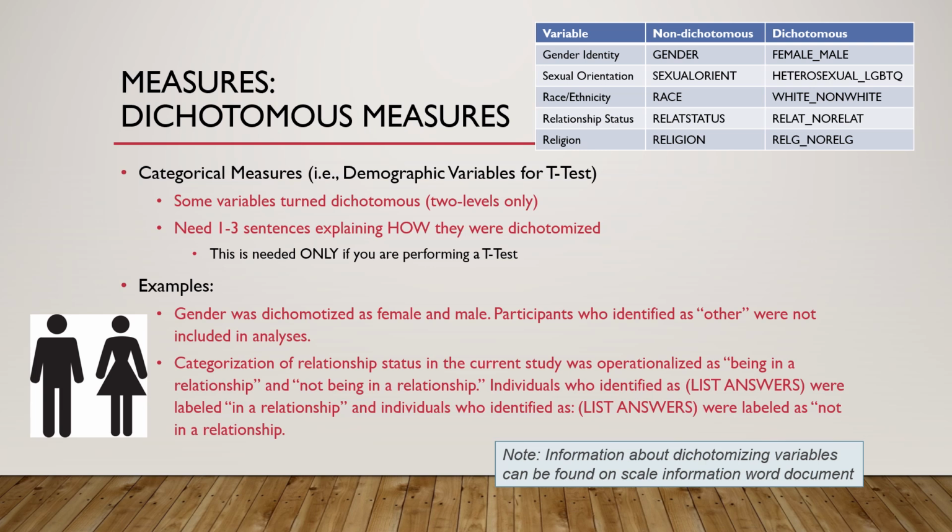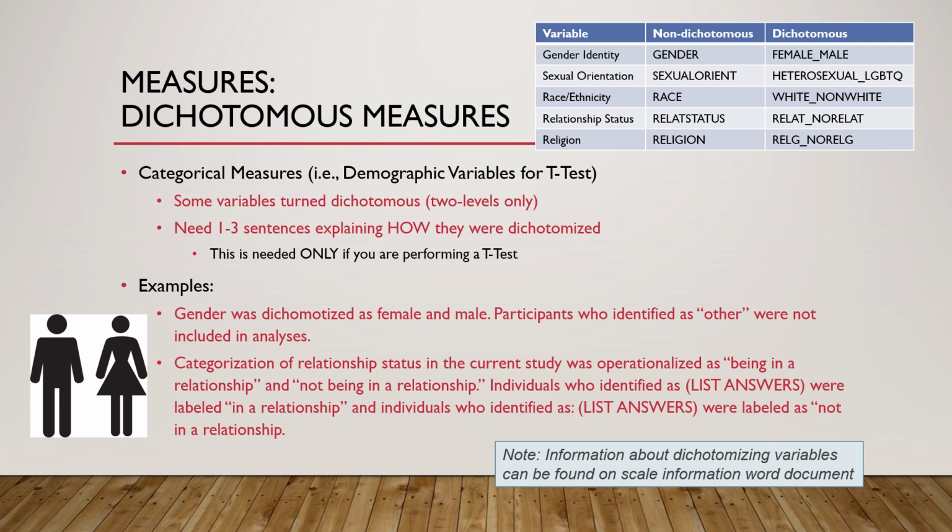For example, we might have gender, which has multiple levels. There's the cisgender male, cisgender female, trans female. There's an other. There are lots of different ways that somebody could identify their gender. But if we are going to do a t-test, we need to distinguish them in 2 groups. So I've converted that variable into a male-female, where 1 level is male, 1 level is female. So you need to describe that process.